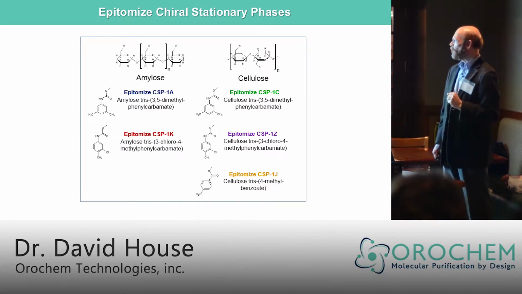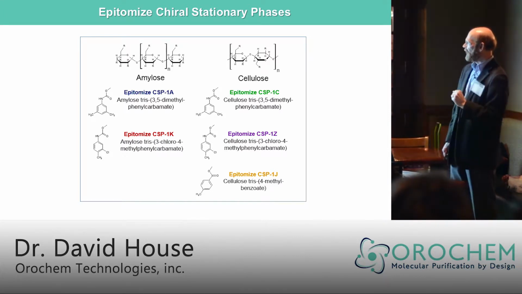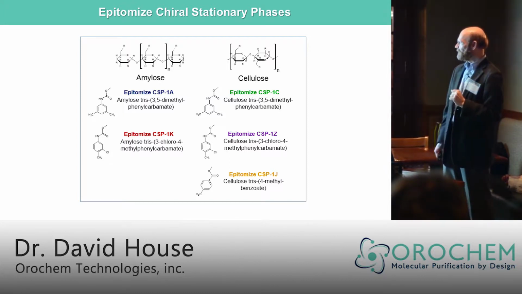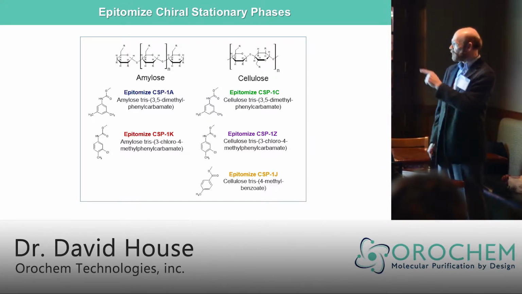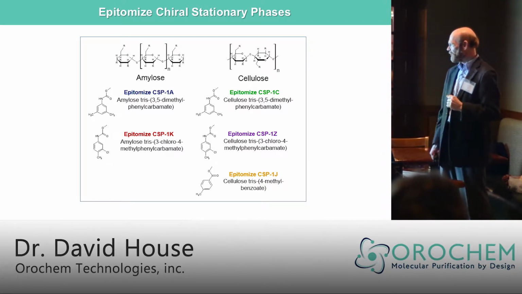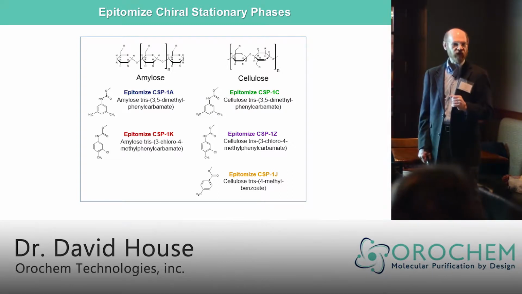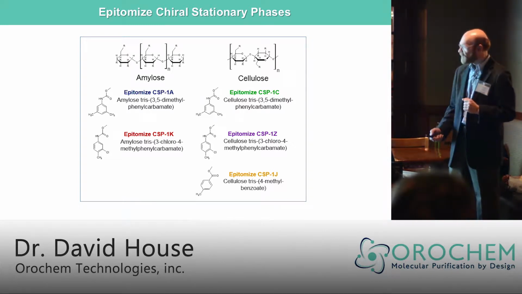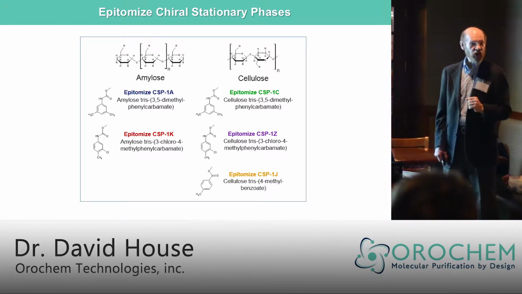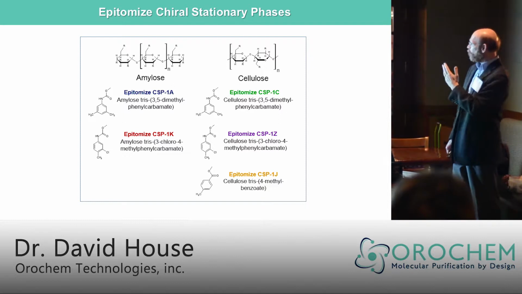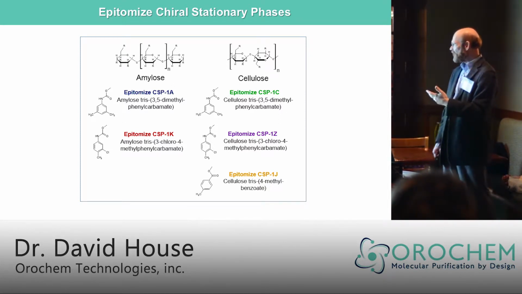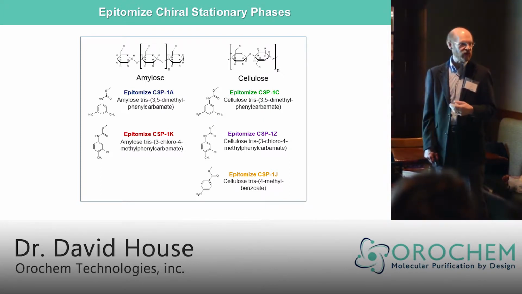In this case, we have 2 amylose chiral stationary phases. What we call CSP1A has been derivatized with a 3,5-dimethylphenyl carbamate group that you see to the left. The material under it, 1K, has been derivatized with the 3-chloro-4-methylphenyl carbamate group. Similarly, we've taken these same derivatives and applied them to the cellulose analog. Again, 1C is derivatized with 3,5-dimethylphenyl carbamate, and 1Z with the 3-chloro-4-methylphenyl carbamate.